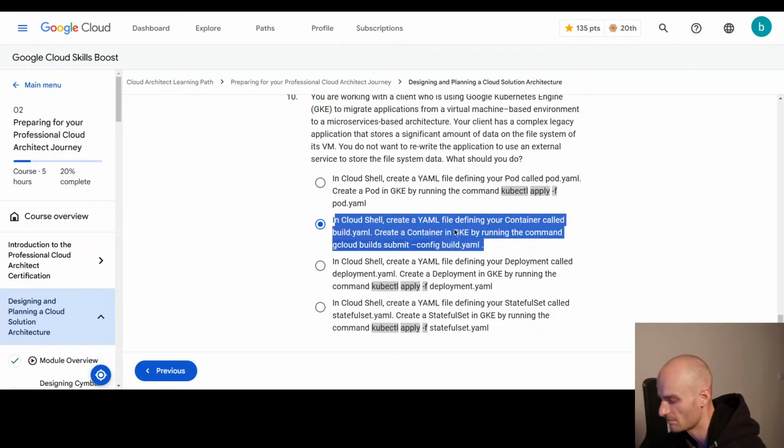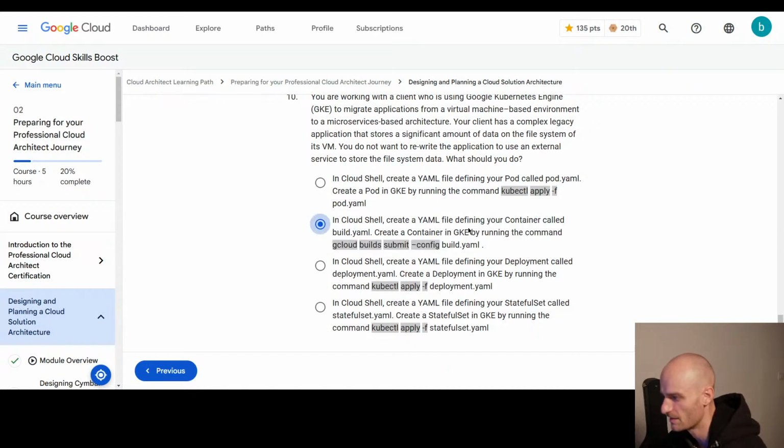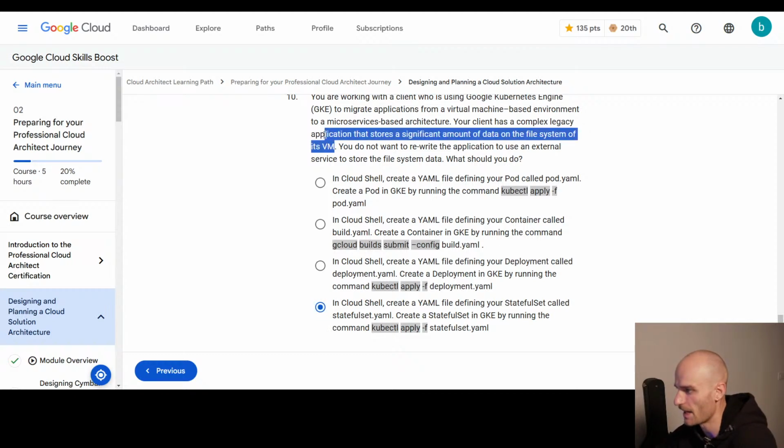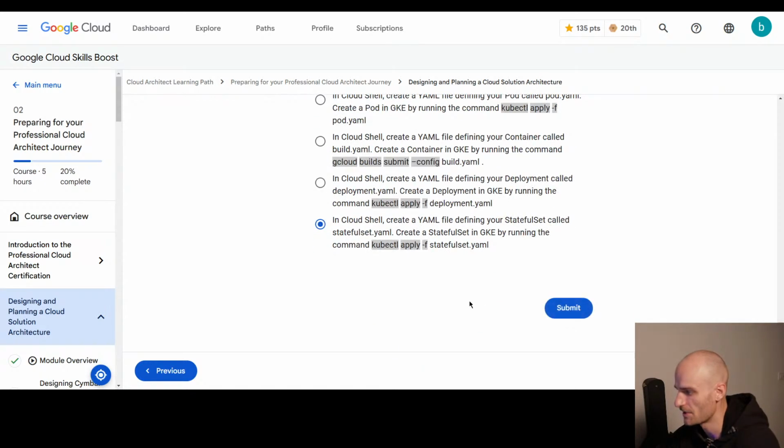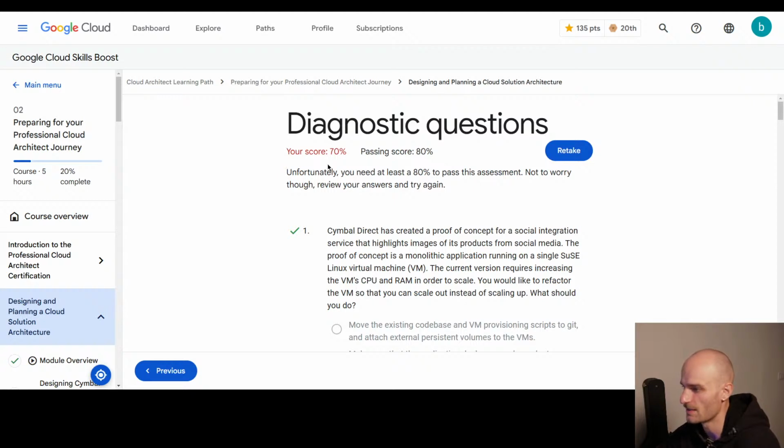I'm just imagining, I have these vague definitions of deployments, StatefulSet, and pod. Who knows which one allows you to respect the local, the persistent memory? Submit. Let's see. Oh shoot, your score is 70%. So it says review your answer and try again.